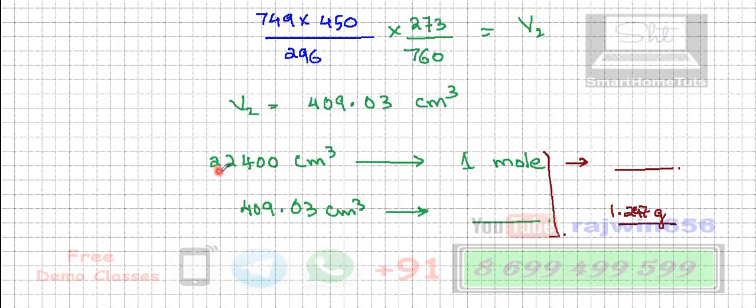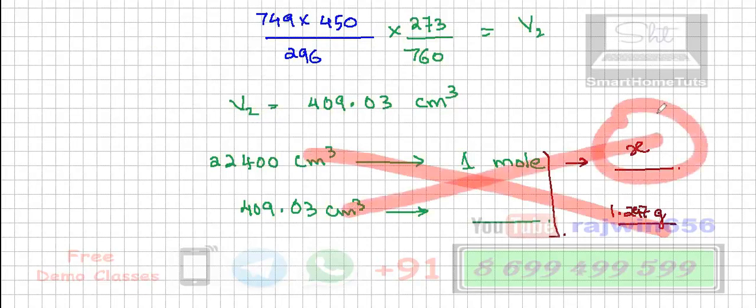So 22,400 centimeter cube will be one mole. We are going to cross multiply these two values. We'll multiply this both and we'll multiply these both. We are going to get the mass of 1 mole. Once you get the mass of 1 mole from the periodic table, you will be able to tell which gas or which halogen it is. So done. Yes, it's coming out to be 70.7 grams, so that is approximately 71 grams.